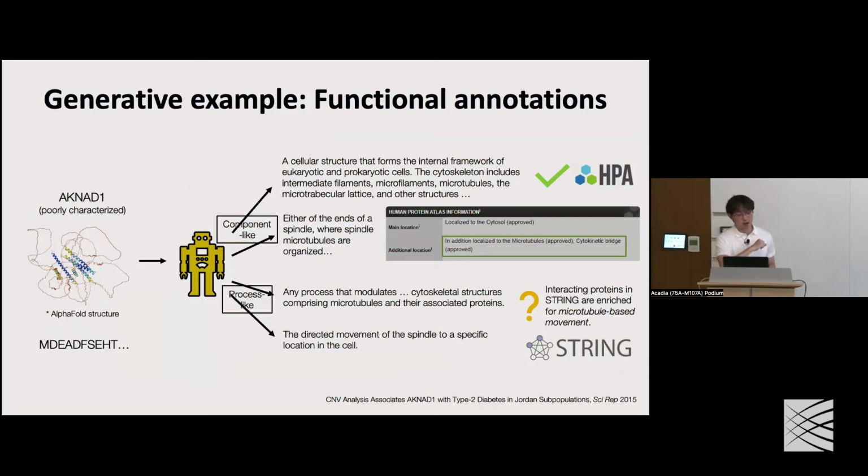And when we condition the model to generate process-like descriptions, which largely is about the cellular process that this protein is involved in, it also generates some functions or processes related to microtubule-based movements, which is also something that the interacting proteins of this AKNAD1 protein are largely enriched for, where the interacting proteins are retrieved from STRING.